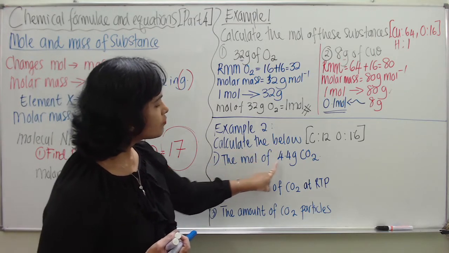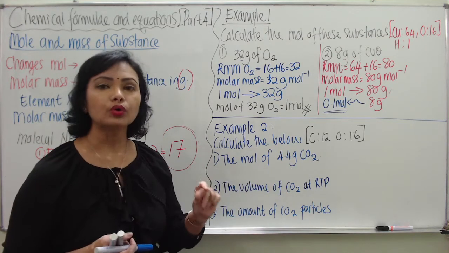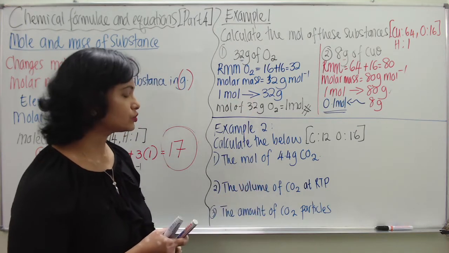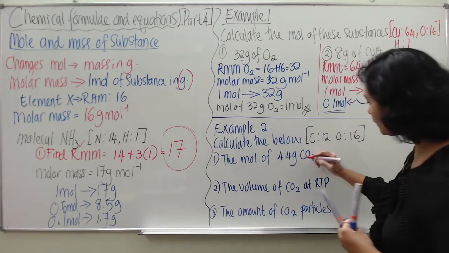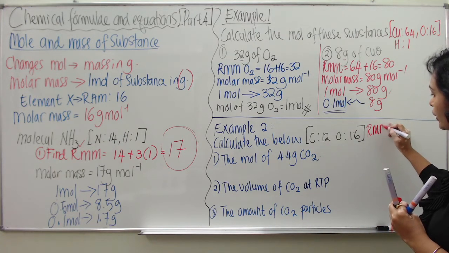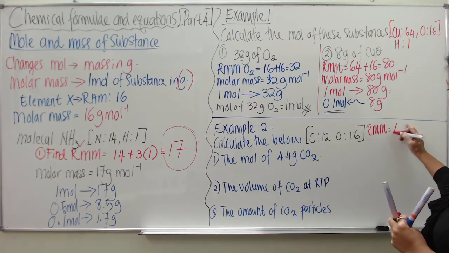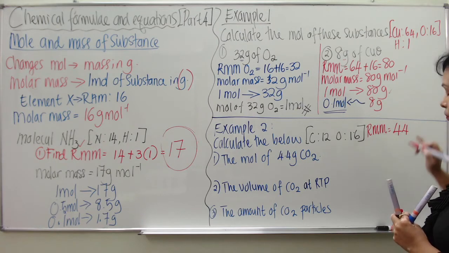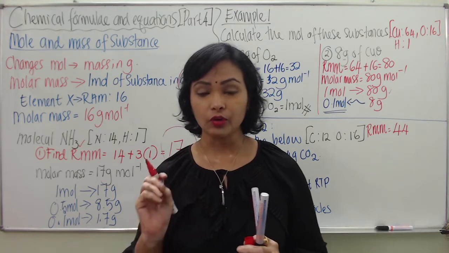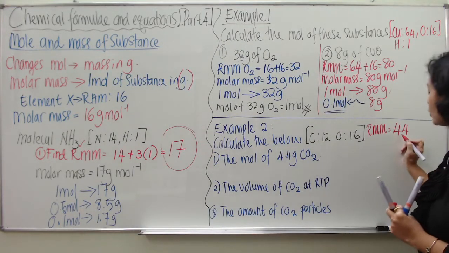Now, let's calculate the below. The mole of 4.4 gram. Please understand 4.4 gram shows mass. That means we have to use that. Since carbon dioxide is a molecule, we must calculate the RMM of carbon dioxide, which is 44. So please do your own calculation. The RMM of carbon dioxide is 44.